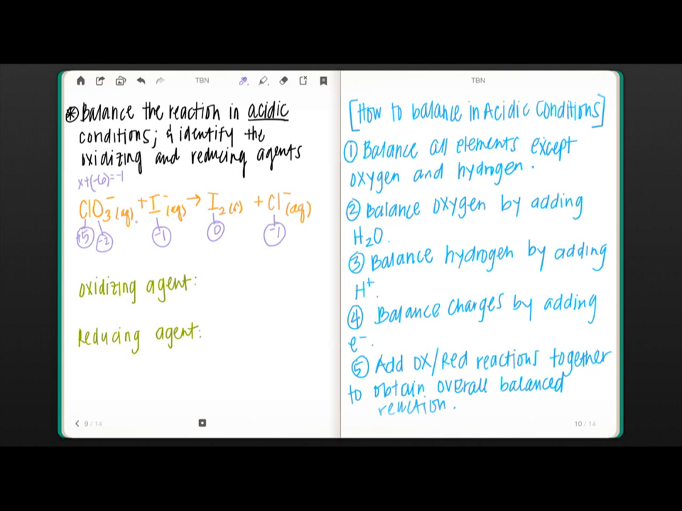Alright, so you look at the elements that are the same and try to see what has changed in the equation. So iodine went from -1 to 0. That means that it's more positive as it goes from reactants to products. Since it's more positive, that means it lost electrons. So this means that iodine is being oxidized.